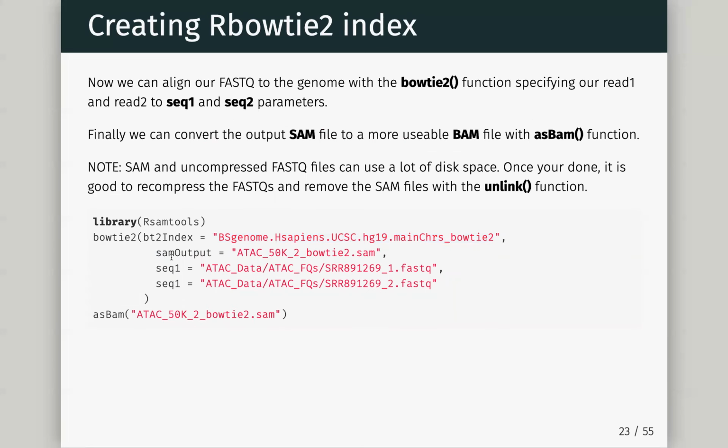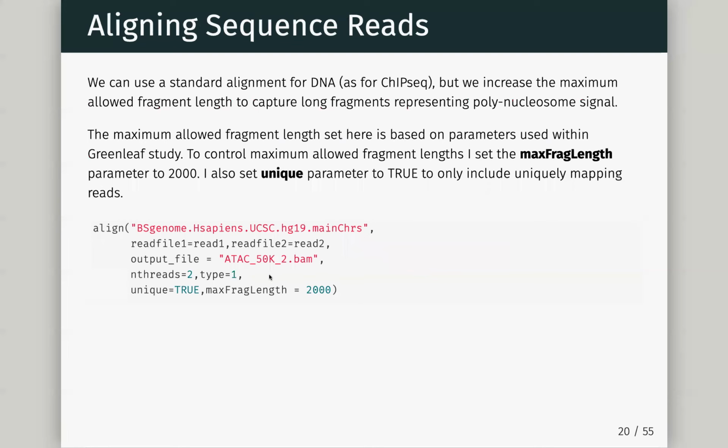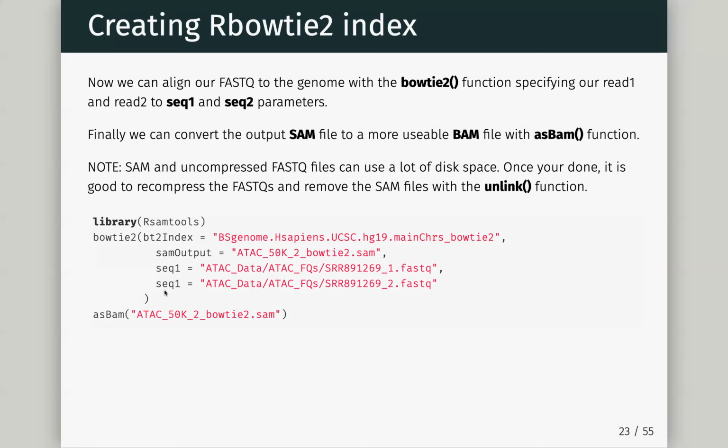We don't need to specify a maximum fragment length in Bowtie 2. It's not going to cut off reads if they're too far away. And then on our SAM file, we can just do asBam, give it the path to our SAM file, and it will produce a BAM. So either way, we can use standard Rsubread, which I prefer and understand a bit better, or we could use Bowtie 2, which is also a very popular tool for RNA-seq. I think they use Bowtie 2 in the paper, which is why I use it here.